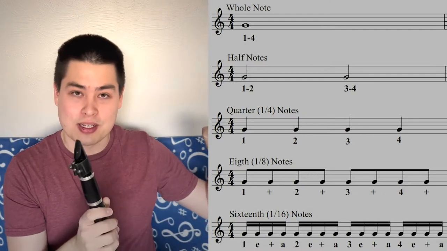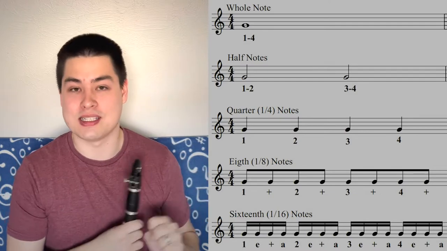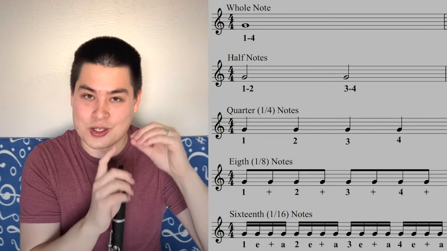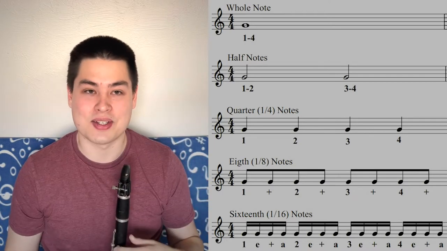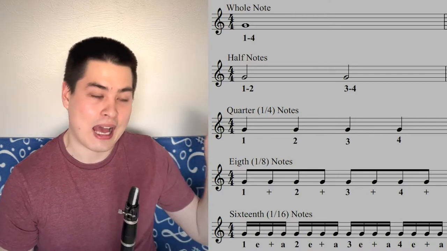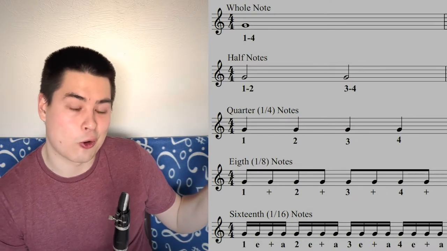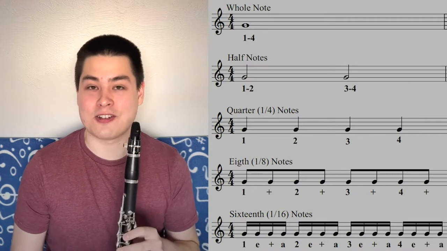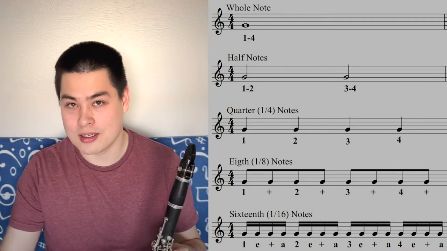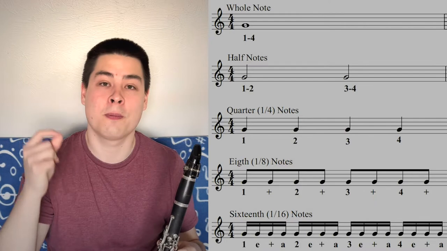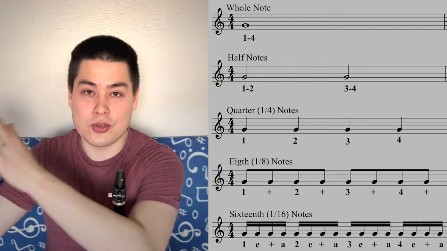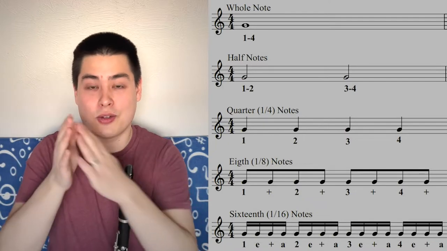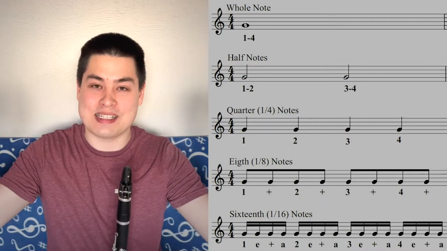Now, the next one splits those whole notes into 2. So a whole note is just that circle. Then when we have a circle with the stem added onto it, that tells us it's a half note. A half note is half the value of a whole note. So half of 4 is 2. So these half notes are each going to get 2 beats. 1, 2, 3, 4. We're still going to count 1, 2, 3, 4 because we are in our 4/4 time signature. So we have to account still for all 4 of those beats in the measure.